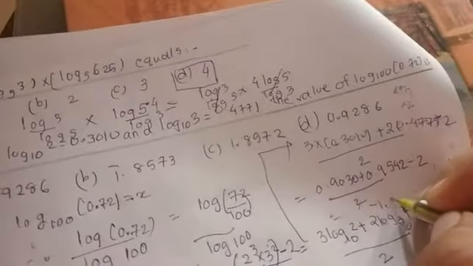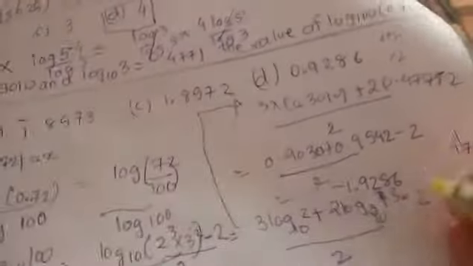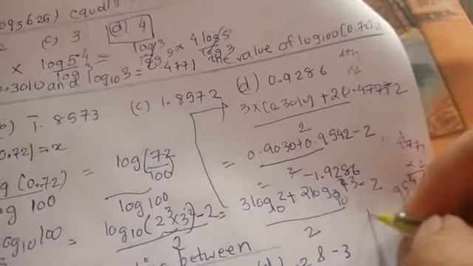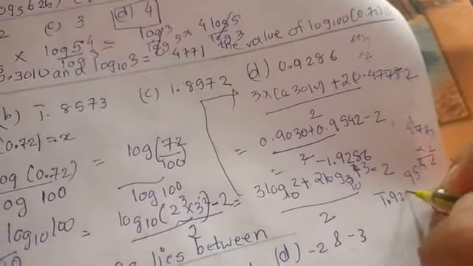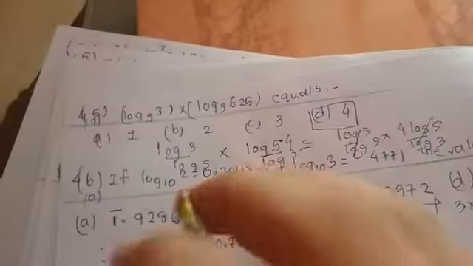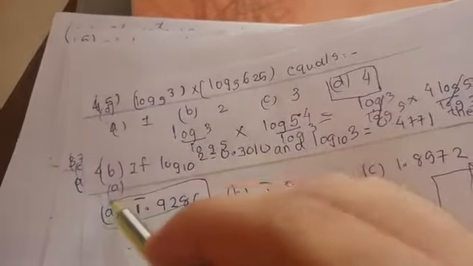So this is approximately equal to minus 1.0714. We know that we write minus in logarithm in the form of bar. So the answer is 1 bar 0.9286. So the correct option of question number 46 is 1 bar 0.9286. Next question.